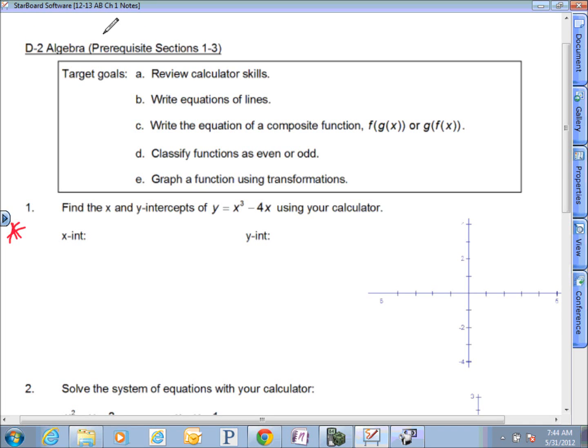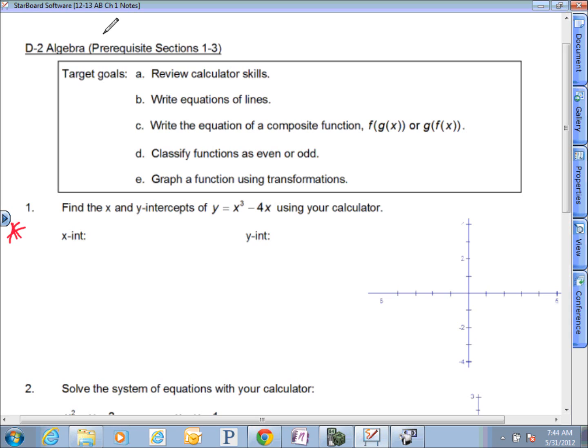Okay, so we've got to be able to solve equations, and we're going to use our calculator to do it, or we're going to be able to use it to support some of the things that we're doing. So in this particular video, we're going to try to do these calculator things using our 83 or our 84 calculator. So we're going to start off with x and y intercepts.